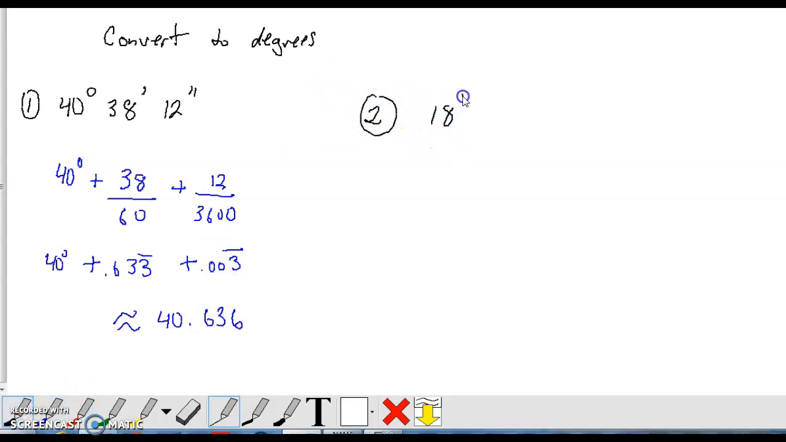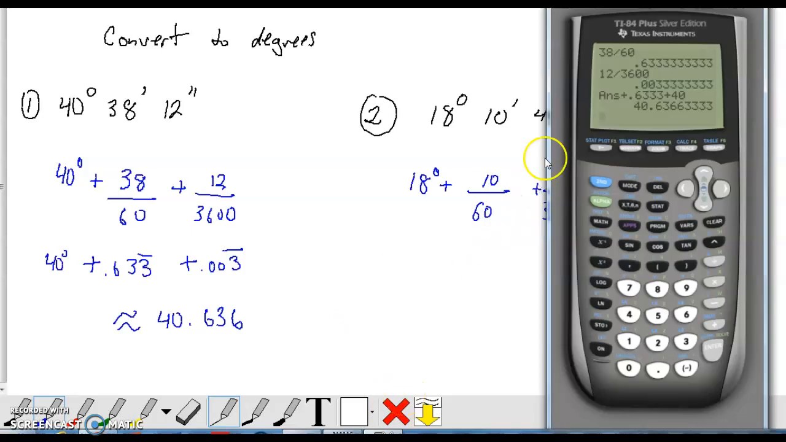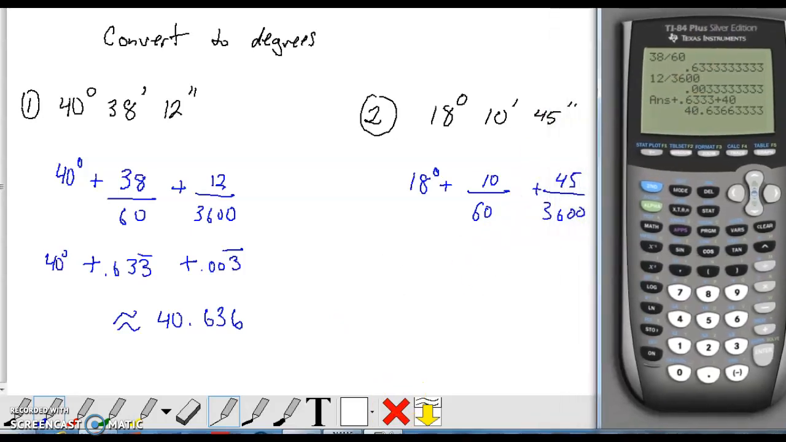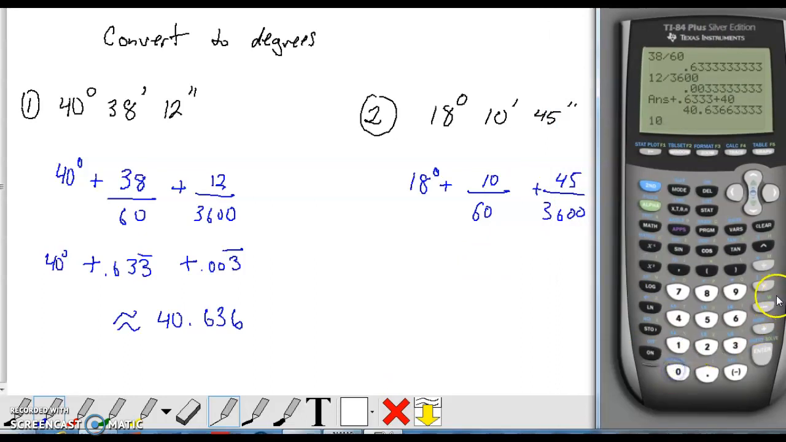So I'm going to say 18 degrees, 10 minutes and 45 seconds. Again, I'm going to take the 18 and leave it alone, and take the 10 minutes and divide it by 60, and then I'm going to take my 45 and divide it by 3,600, right? So 10 divided by 60 gives us 0.166 with a bar over it.